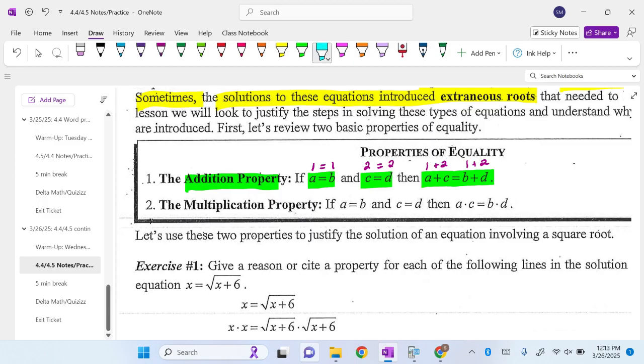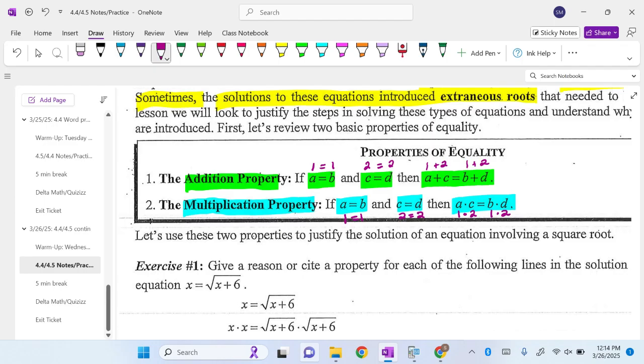Multiplication property is very similar, just with multiplication. So if you have a and b and c and d, a times c is the same as b times d. Again, using the same 1 and 2 examples. If this was 1 and these are 2, is it not true that 1 times 2 is the same thing as 1 times 2? Yes. So that's why that one works.